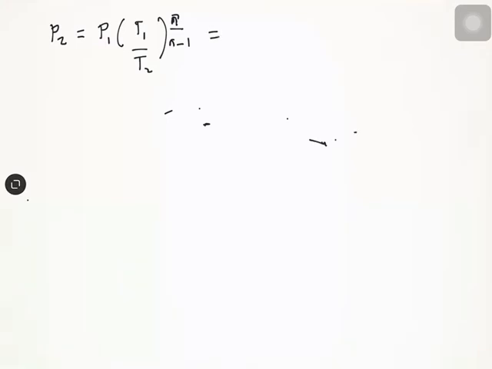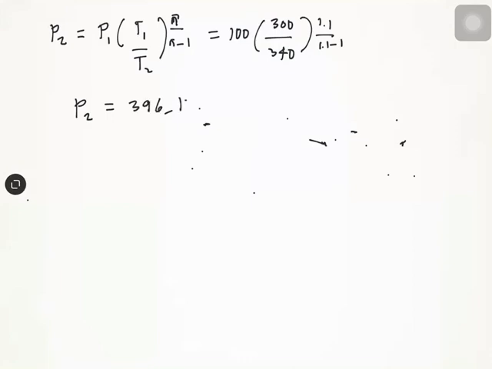Therefore, since P1 is given and temperatures T1 and T2 are given also, you can compute this: 100 times 300 over 340, in Kelvin, raised to the exponent 1.1 over 1.1 minus 1. So we have P2 equivalent to 396 kilopascal.